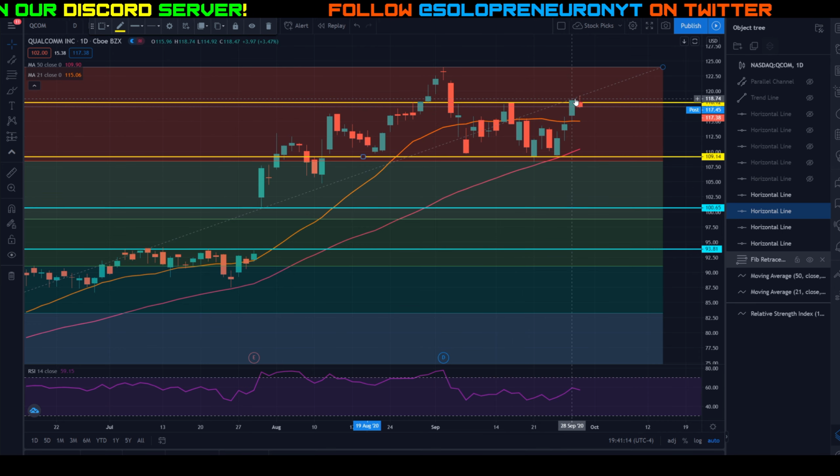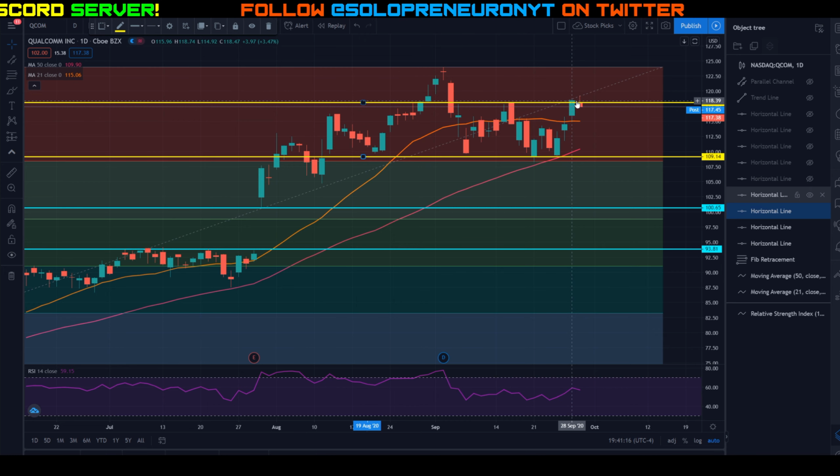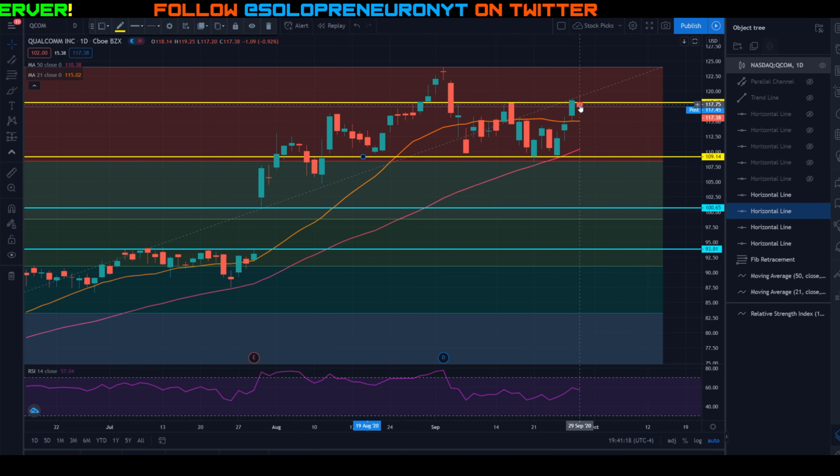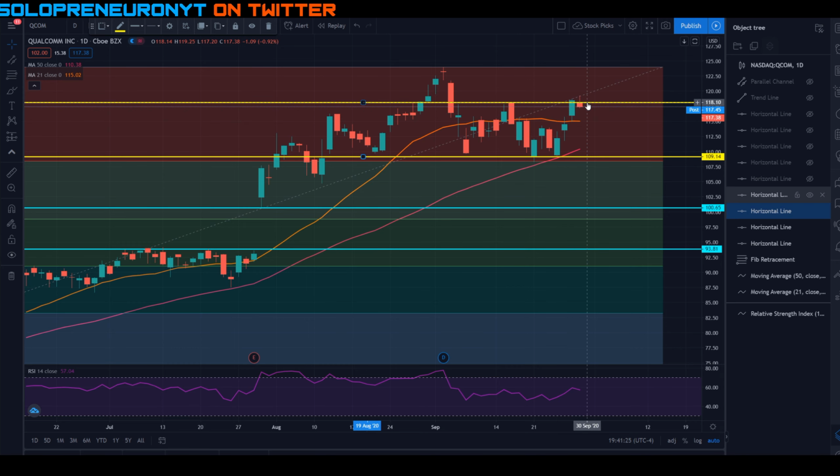Yesterday, we did close just above it, but as we can see, the stock didn't like that because it sold off today and closed right below it. So I think right now, Qualcomm is going to trade in this range between about 109 and 119, this $10 wide range.